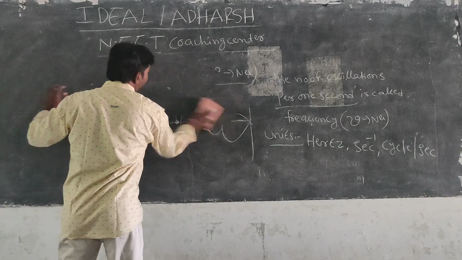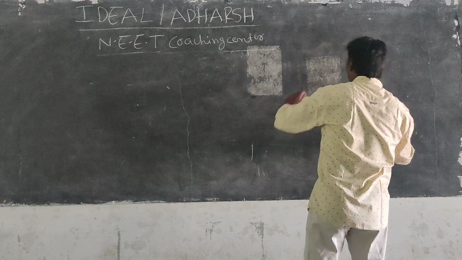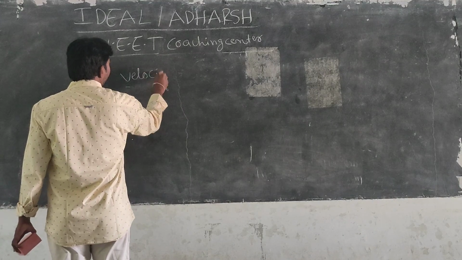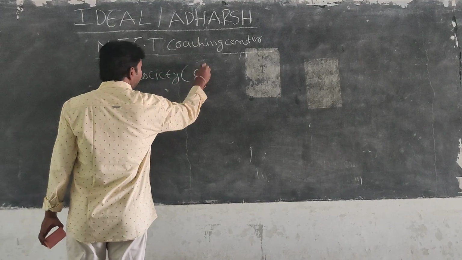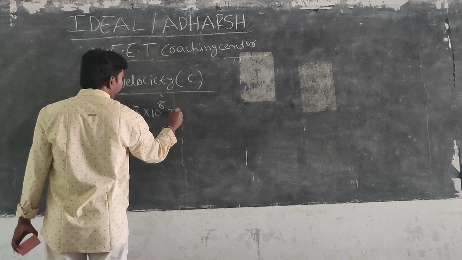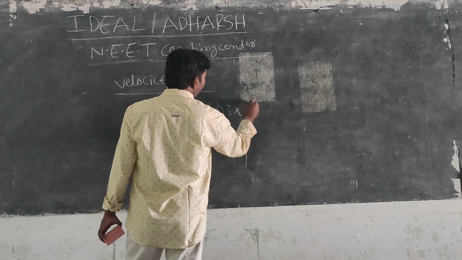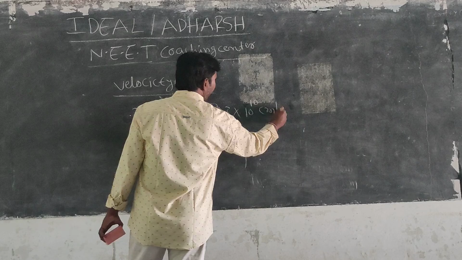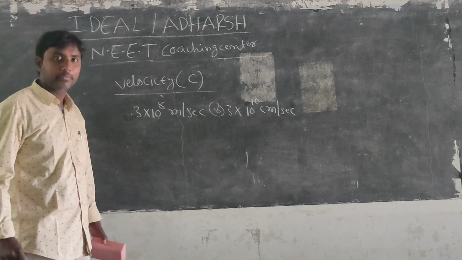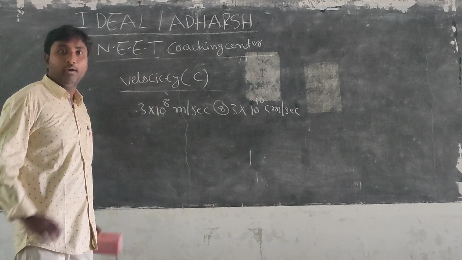Next, the third characteristic of a wave: velocity. Velocity we don't need to define, you already know it from physics. It is 3 into 10 power 8 meters per second, or 3 into 10 power 10 centimeters per second. This is about wavelength, frequency and velocity.